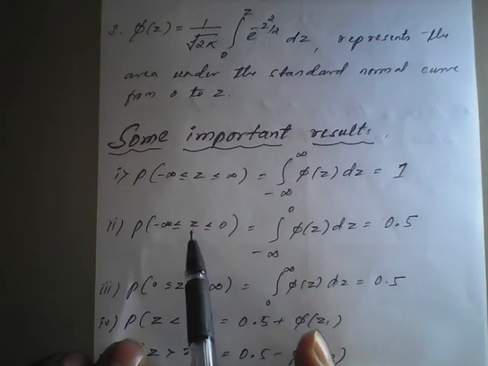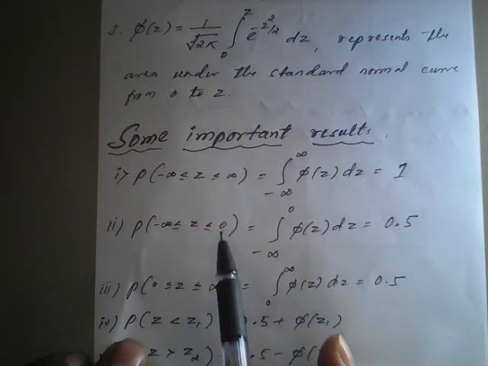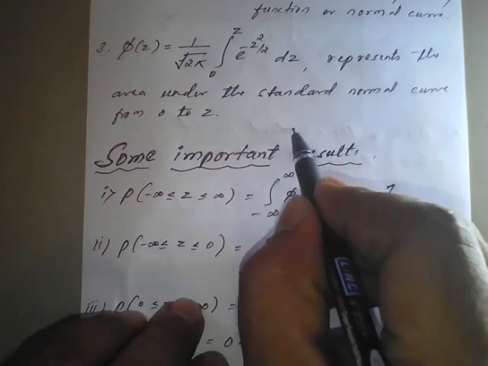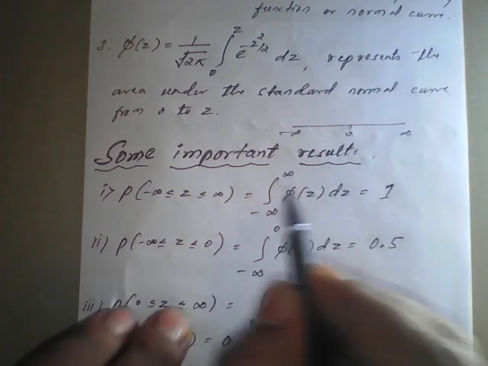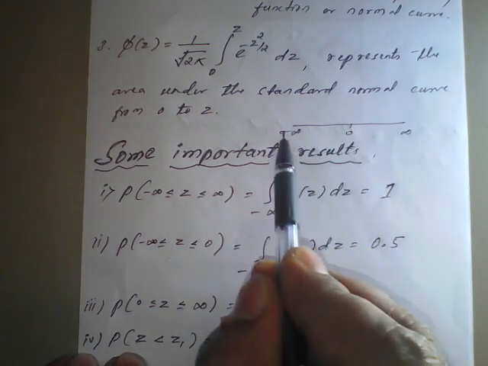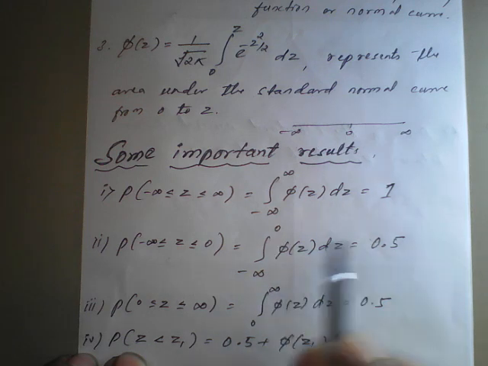Second one, p of z greater than or equal to minus infinity but less than or equal to 0. This is your straight line, 0, minus infinity, plus infinity. So here they have given 0 on this side, so it is going to be considered as minus infinity to 0, and the resultant will be 0.5.